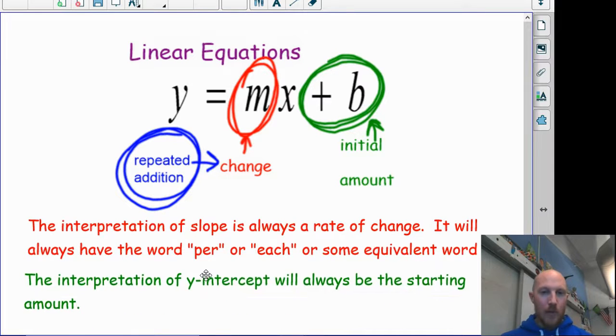For an equation written in slope-intercept form, there's a slope, circled in red, m, and that will always represent some kind of change. If we're looking at the graph, it's how the rise changes in comparison to the run, how the y-coordinate changes, at what rate the y-coordinate changes in comparison to the x-coordinate's change. So it's always going to look like some sort of repeated addition. If we're looking at coordinates, a table, or a graph, there's this repeated addition. So the interpretation for slope will always be a rate of change.